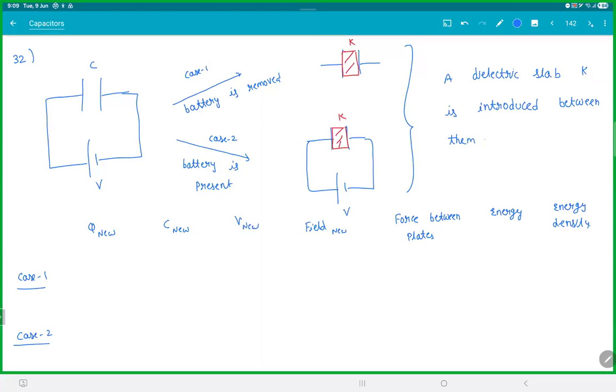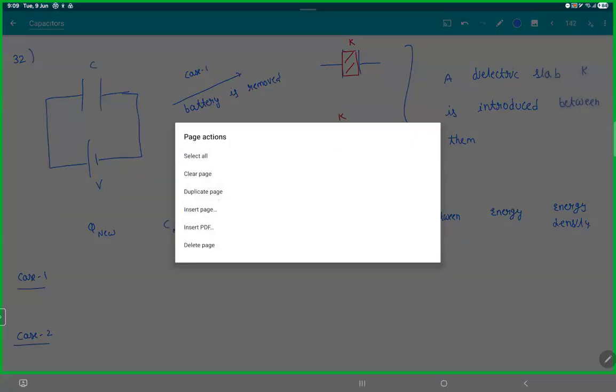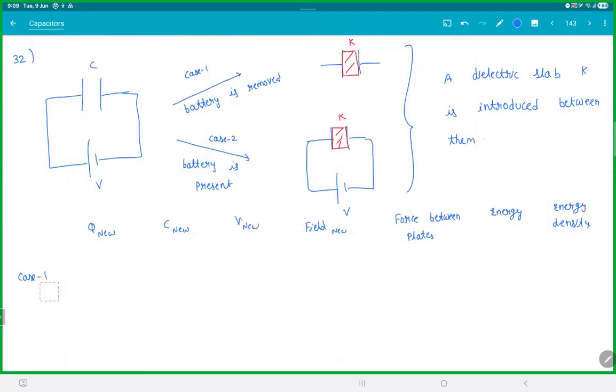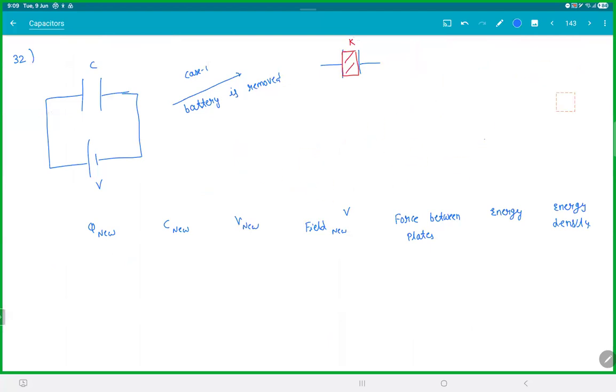Let's see case by case. Let's see case one first. So case one is when you remove the battery. And you know what happens when you remove the battery? The charge will remain constant. So initially, if you had charge Q, where Q was CV, if you remove the battery, charge cannot change. So Q remains same.